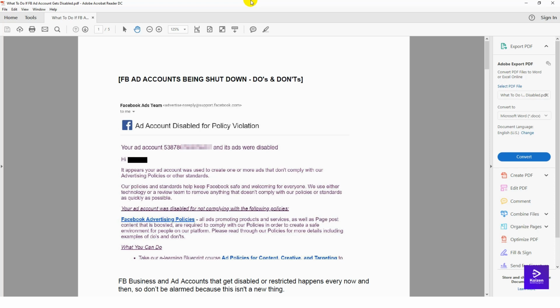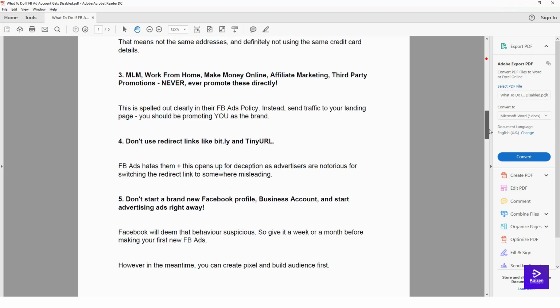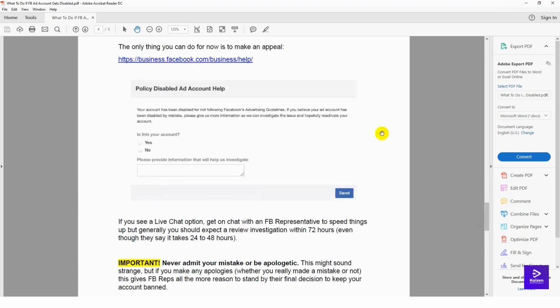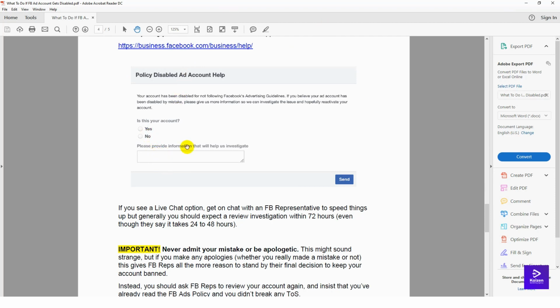What you want to do is appeal. They'll probably give you a link right off the bat: if you find this to be a mistake, give us more information. You'll be able to click on the link and arrive at a simple form like this. Is this account...? You're going to put yes and provide information. Now, you don't really have a lot to write here, to be very frank.